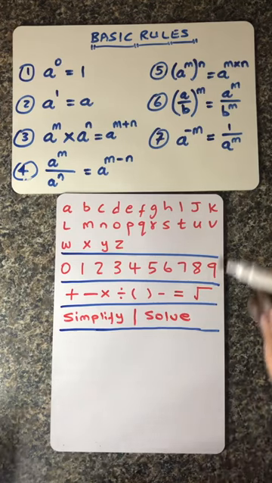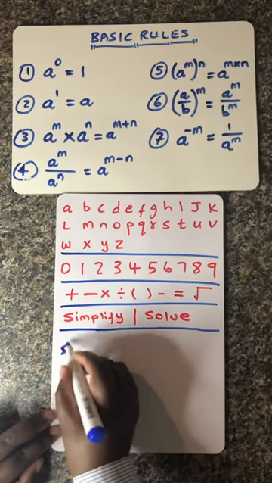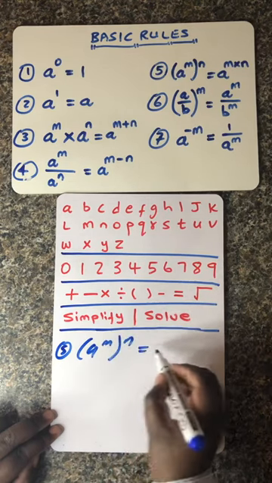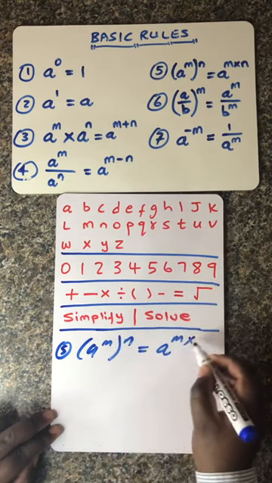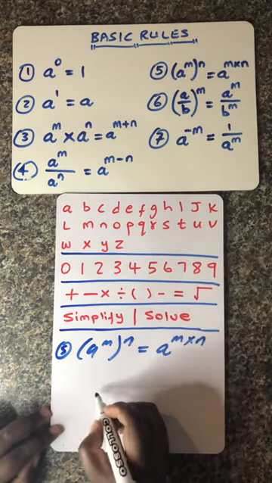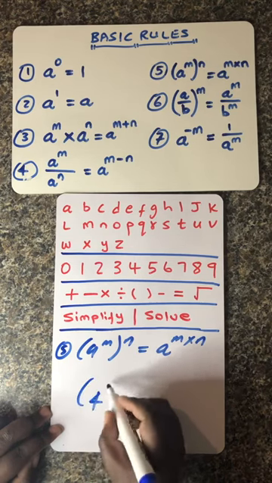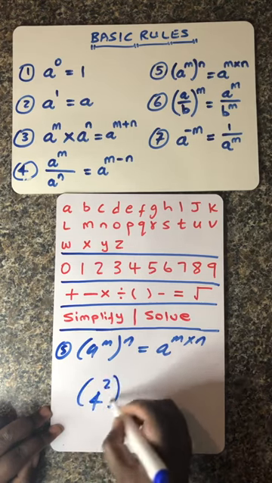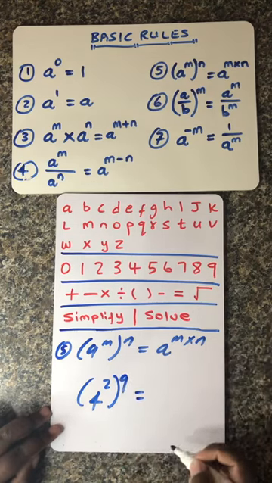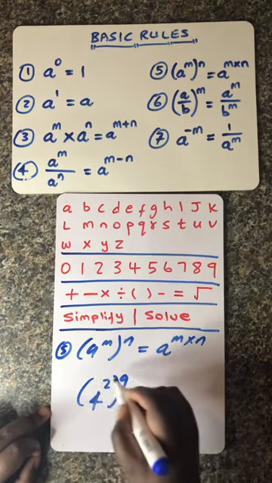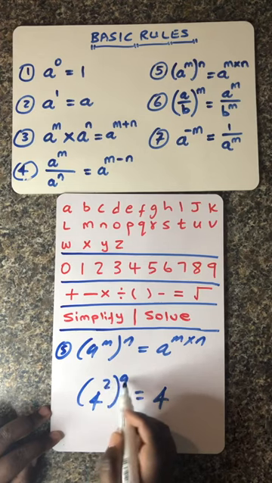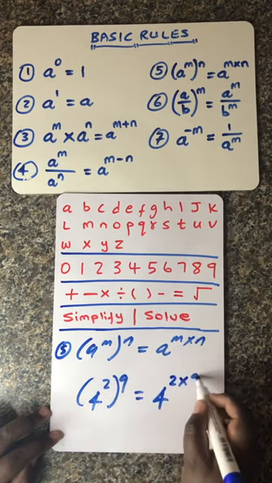So now let's move to rule number 5. Rule number 5, guys: a to the exponent m, all to the exponent n, is equal to a to the exponent m multiplied by n. So let me use, in this case, 4 as a. So you have 4 to the exponent 2, in brackets, all to the exponent, let me use 9. Okay, so what it means, guys, is that instead of having this with the brackets, this is the same as 4 to the exponent, you just multiply the 2 times 9.